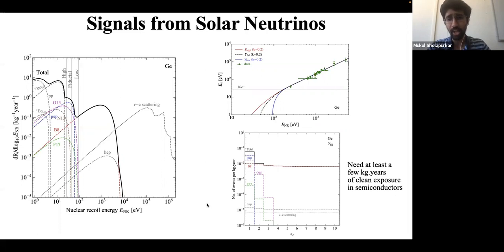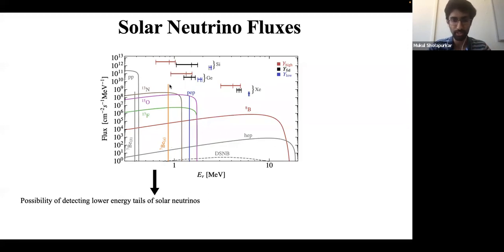And what we saw was that in typical semiconductors, if you take a fiducial scheme like the one in the middle, you need at least a few kilogram-years of clean exposure, with no other background, to really start seeing these solar neutrinos. So these experiments are not there yet. You have gram-day or gram-year kinds of exposures in these experiments, but they will definitely get there at some point. And if these experiments are clean of any other background, then there is a very nice and interesting possibility of seeing solar neutrino events in these low threshold detectors.